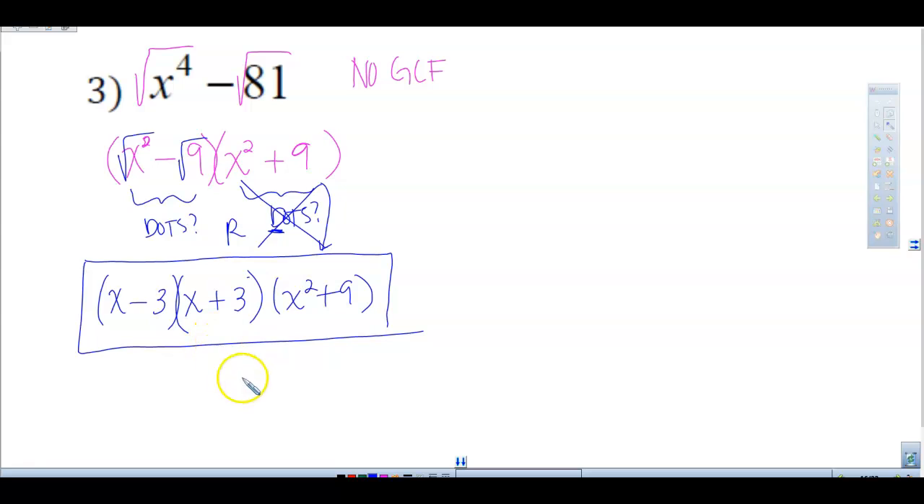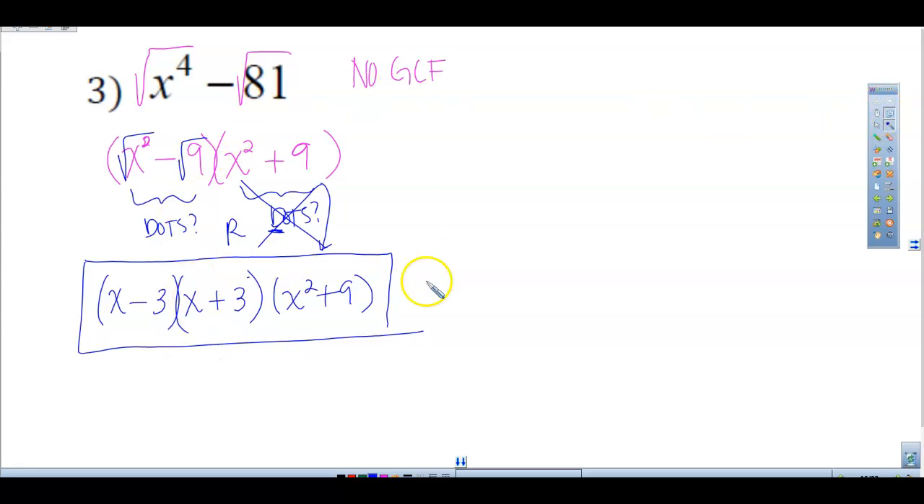Okay? And then if you check the answer key at the bottom, I know they're all scrambled up, but you check each of the 3 off at the bottom. So at the bottom on the answer key, you find the x minus 3, cross it out. Find the x plus 3, cross it out. Find the x squared plus 9, cross it out. Okay?